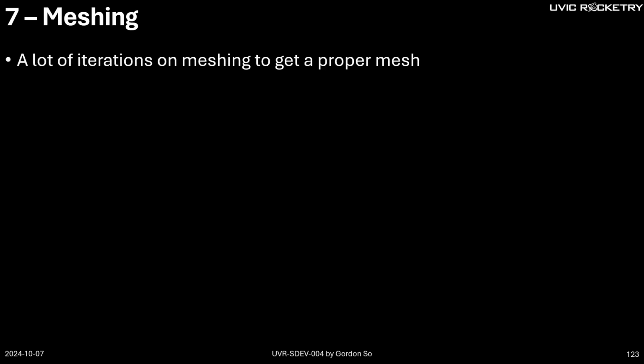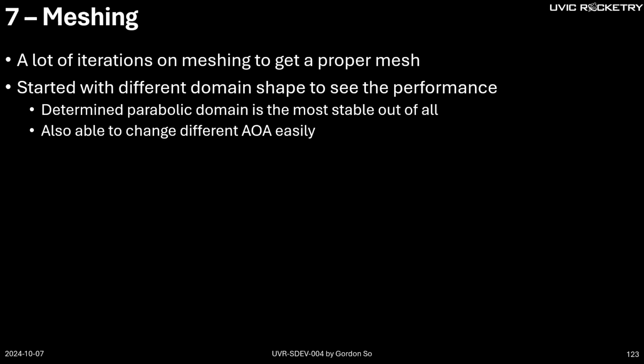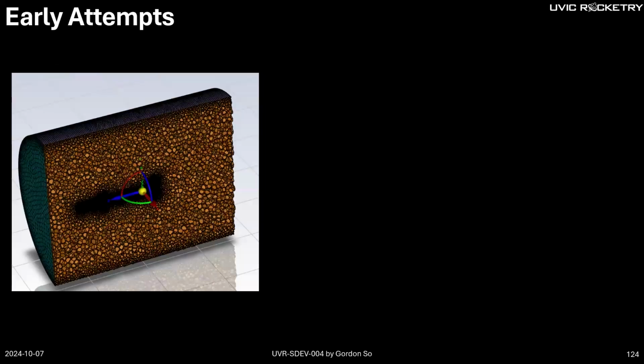This is where I fought my life. There were so many iterations to get a good mesh. I started with different shapes just to see what would change. But in the end, I still determined the parabolic domain is the best because we can also change the angle of attack really easily, and it's the most stable one among every other domain. So there are some early attempts.